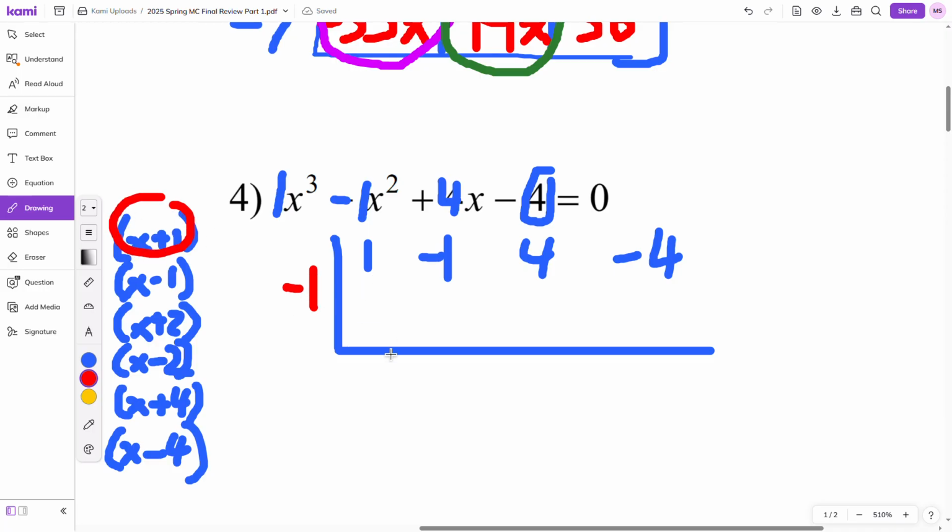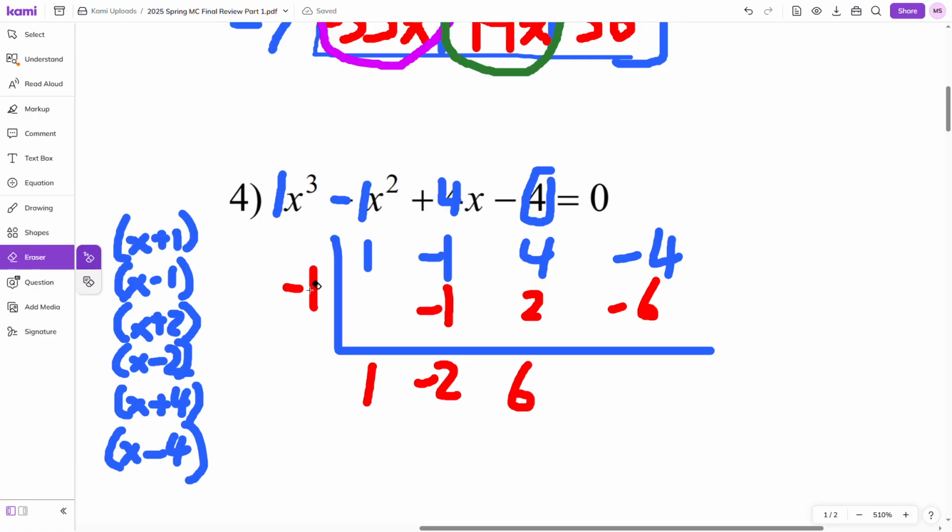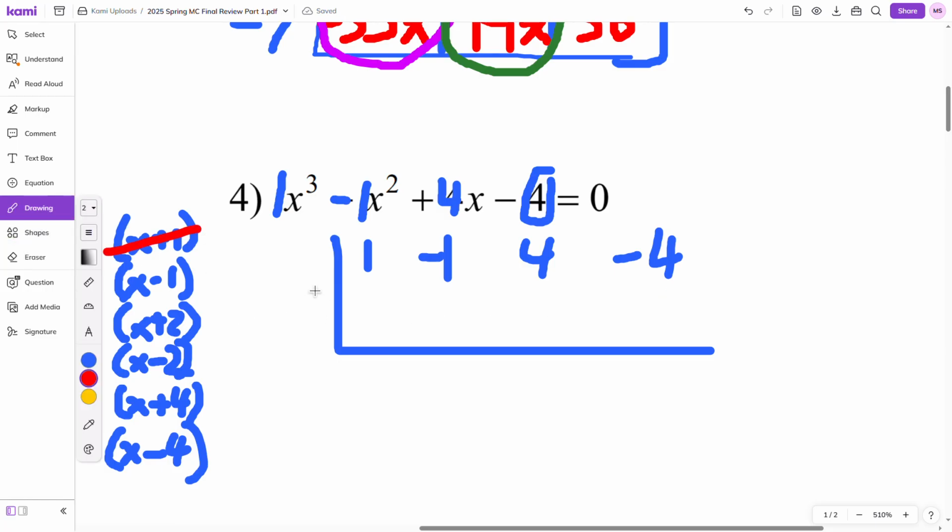And let's go. 1 plus nothing is 1. 1 times negative 1 is negative 1. Negative 1 plus negative 1 is negative 2. Times negative 1 is 2. 4 plus 2 is 6. Times negative 1 is negative 6. That is not 0. So therefore, this one does not work. So that tells me that this is not a factor. So let's try the next one.